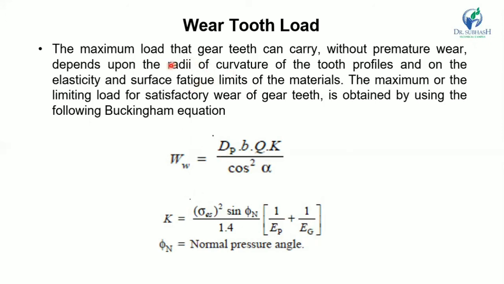Okay, so here we have found the three loads: dynamic load, static load, and wear tooth load. So for the safety of the gears, the static load should always be greater than the dynamic load, and this wear tooth load should also be greater than the dynamic tooth load.